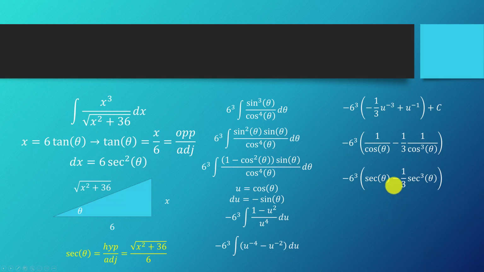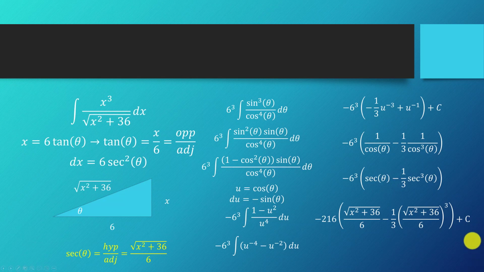And then we are going to apply our triangle. We know secant theta is hypotenuse over adjacent. So according to our triangle, hypotenuse is square root x squared plus 36, and our adjacent side is 6. So then we're just going to sub in wherever we see the entire expression secant theta. We're replacing the entire expression secant theta with square root x squared plus 36 over 6. And my plus c came back. It ran away for these 2 lines, and then it came back. And this is our final answer.